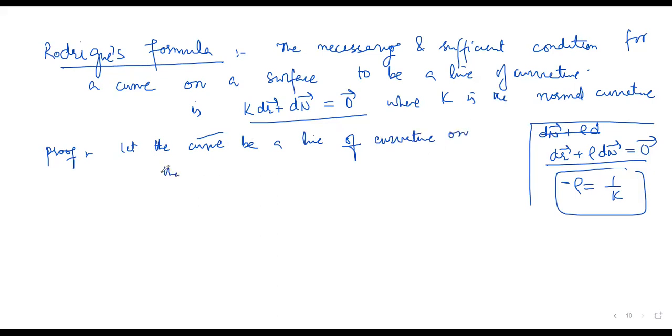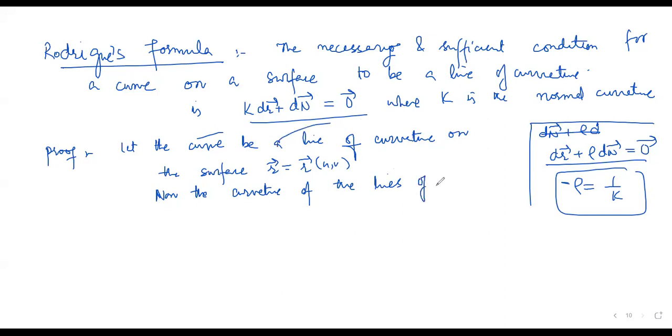On the surface, r is equal to r of u, v. I don't know how much time there is now, 1-2 minutes, so we can do it. Now the lines of curvature satisfy, the curvature of the lines of curvature, which are basically the same, their differential equation is the same one that the principal directions satisfy. Lines of curvature. Just a minute.